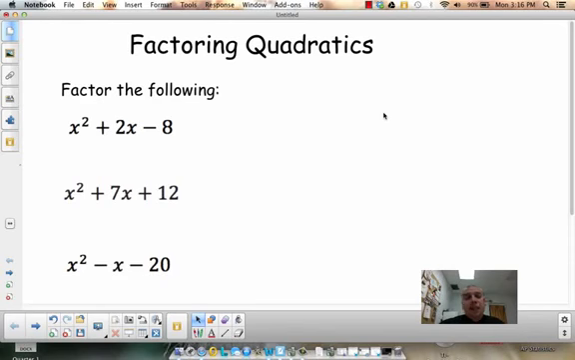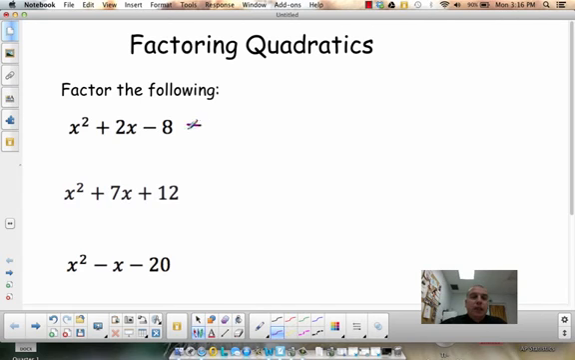All right, so for the next section of the MCA review, we've got to deal with quadratics and how do we factor them. So I've got three examples here, all of which are off of the MCA review packet. So let's take a look at the first one here. Let me grab a pen so that way we can make some marks.